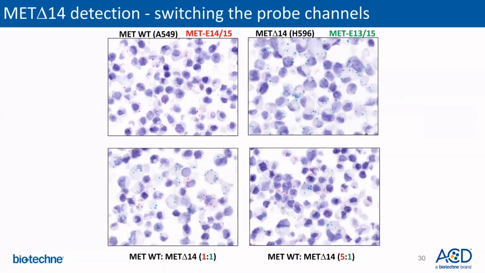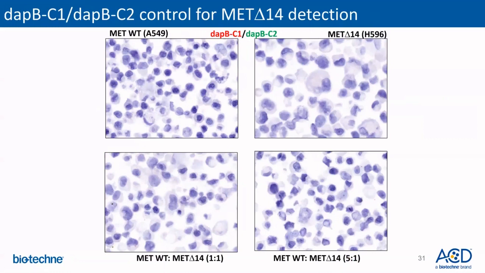We also ran a background control check on these cell lines just to show that whatever we are detecting is specific signal and is not the background of the assay. As you can see, the DAB-B control was completely clean for these cell lines.